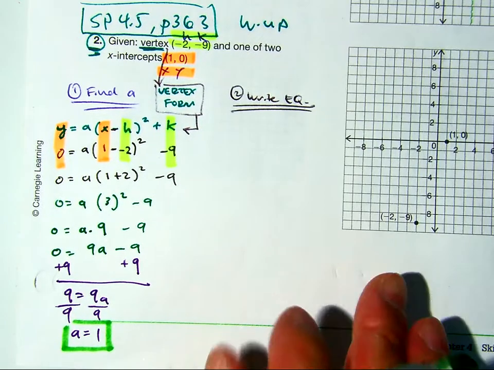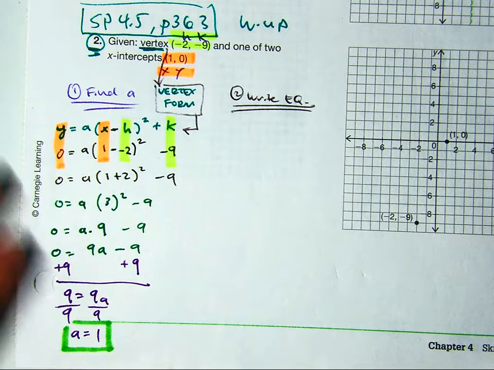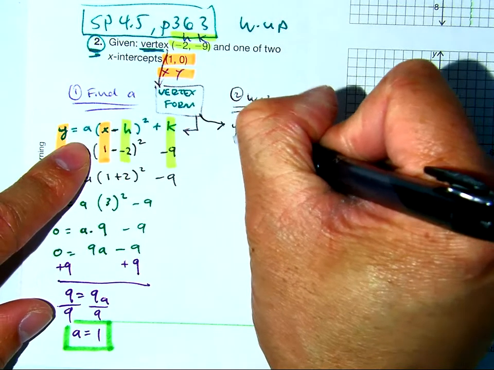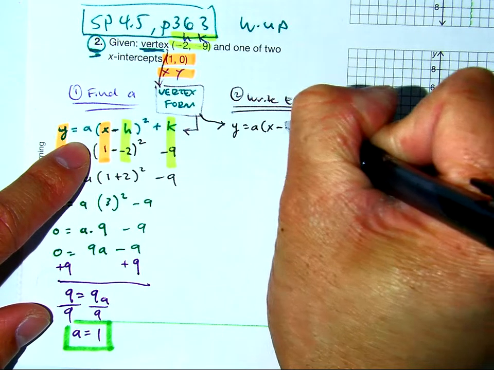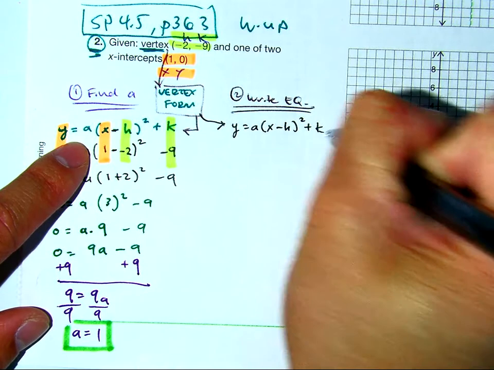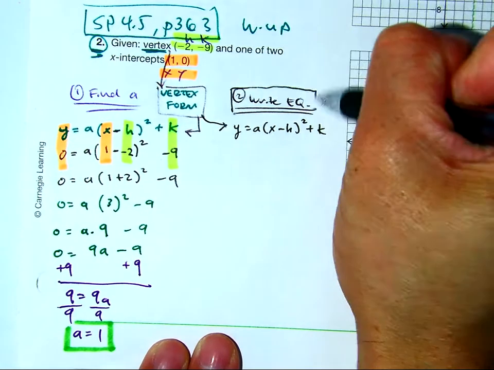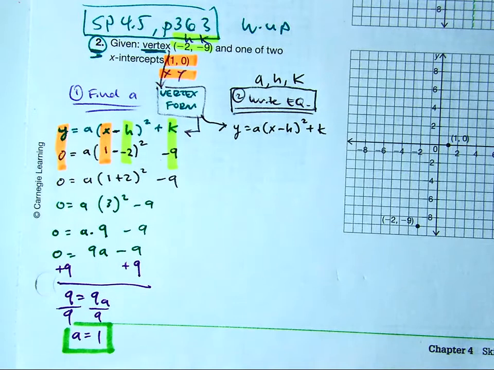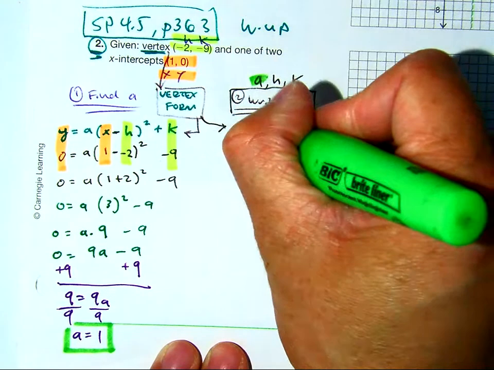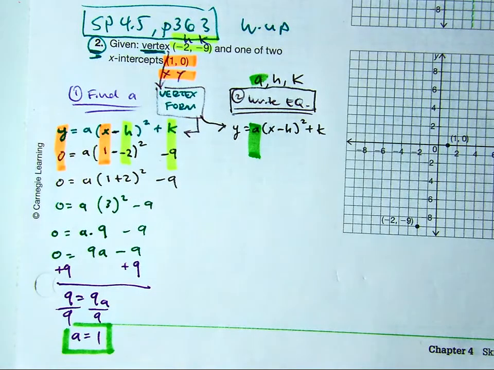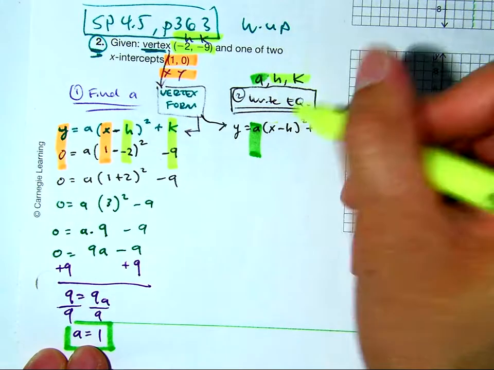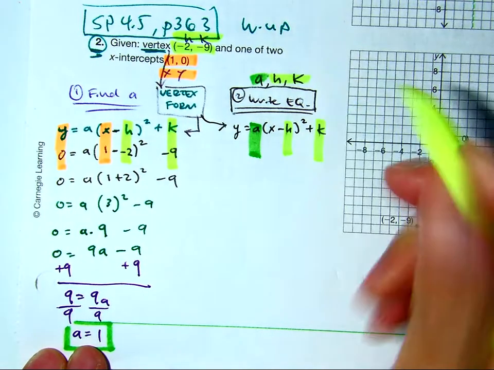Well, what are we going to do with the a equals 1? Well, I already have vertex form. You can just write it again. y equals a times x minus h squared plus k. And to write your equation, all you need in vertex form is the letters a, h, and k. Well, we already have the a value. We already have the h value, and your k. And you leave the x and y.